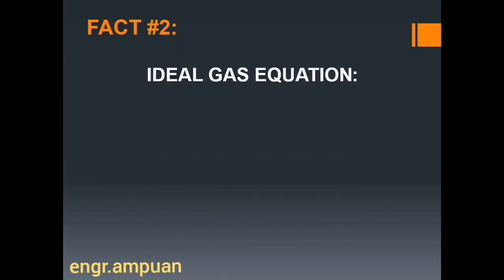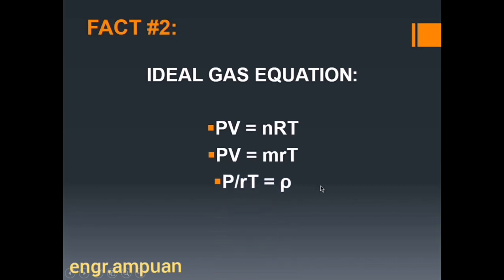So the second fact is about the ideal gas equation. It's just a recall. We know that PV = nRT, and PV = mRT, and then this is a derived equation when the mass density is involved. And of course, here is also a derived equation when the specific volume is involved.